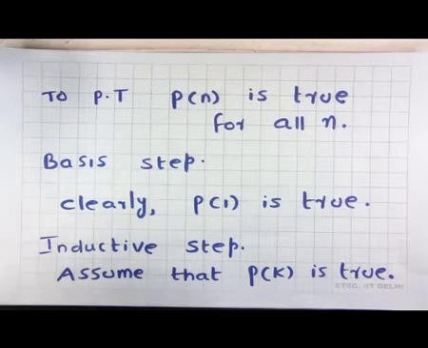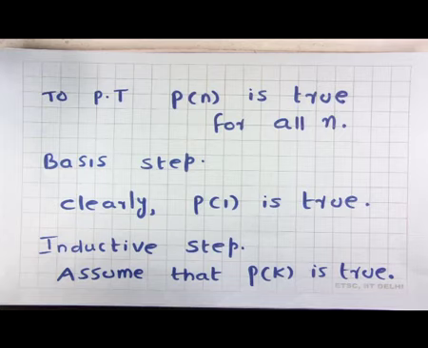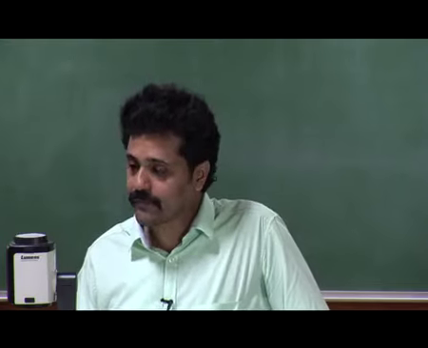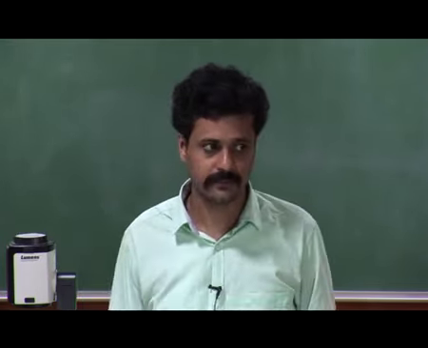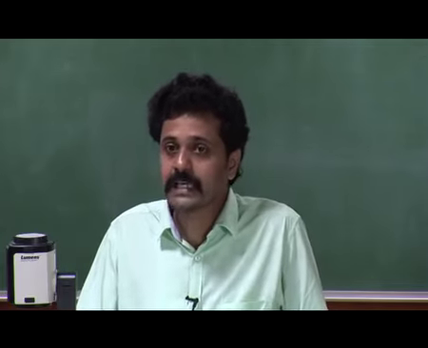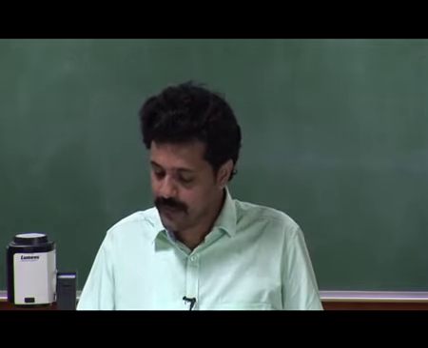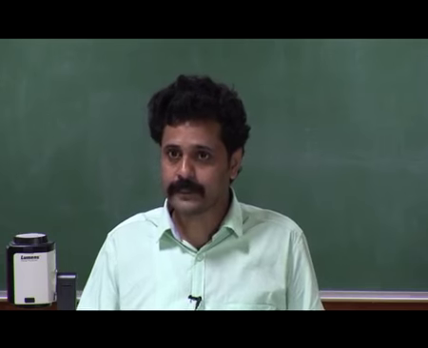To prove that P of n is true for all n, in the basis step we have to see that P of 1 is true. Clearly P of 1 is true because a set of horses with one horse is of the same color. Now, let us move to the inductive step.